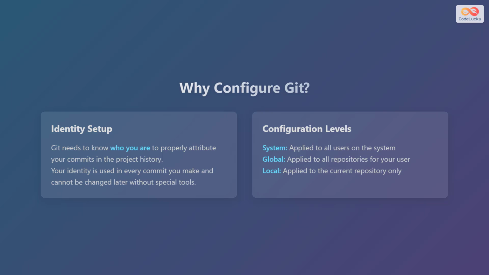First, Git needs to know who you are. This allows Git to properly attribute your commits to you in the project history. Your identity is embedded in every commit, and without specialized tools, cannot be altered later.